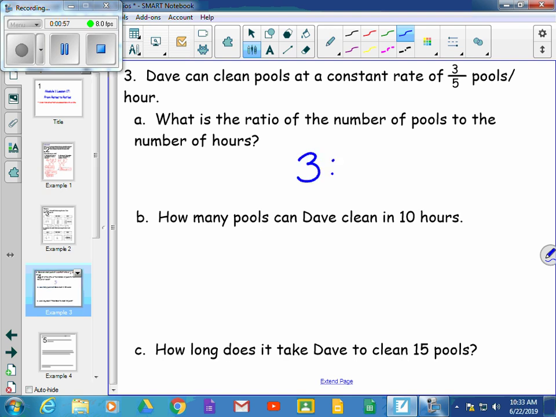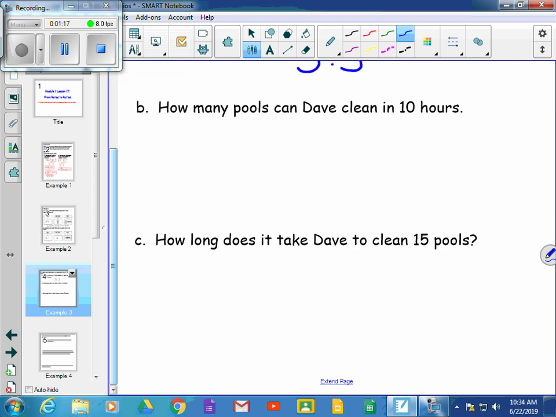the ratio is 3 to 5. And that means Dave can clean 3 pools in 5 hours. If he can clean 3/5 of a pool in 1 hour, that means he can clean 3 pools in 5 hours. Now that we know the ratio, we can answer some questions from that.